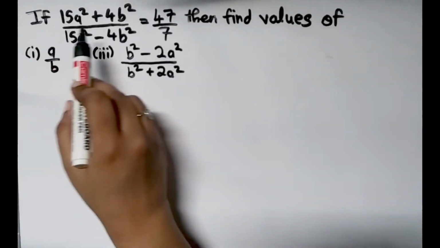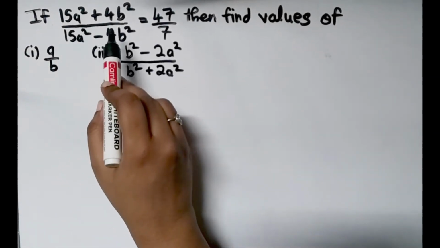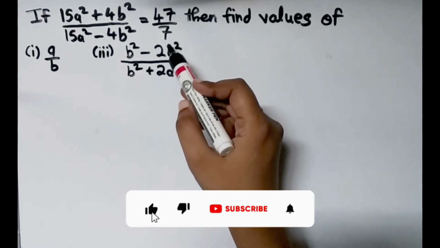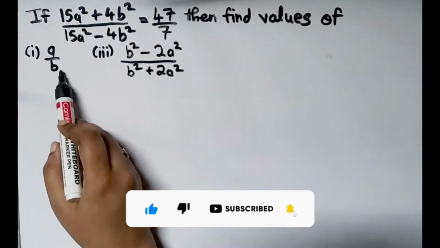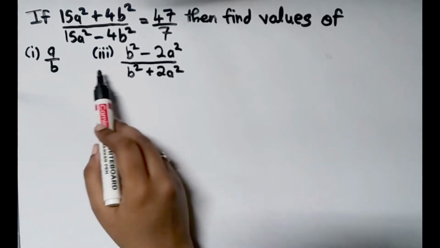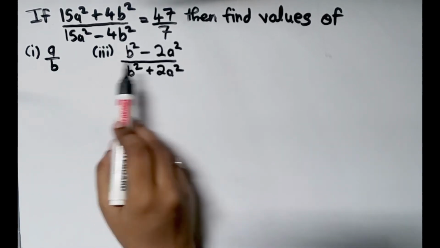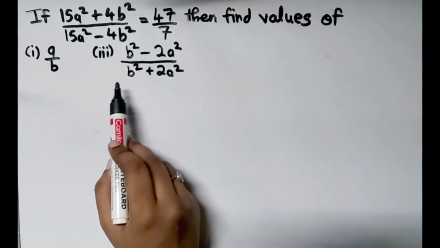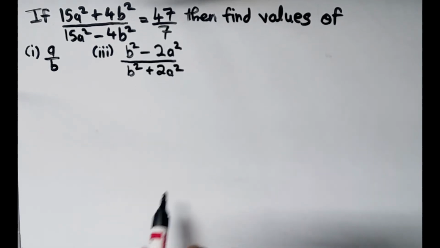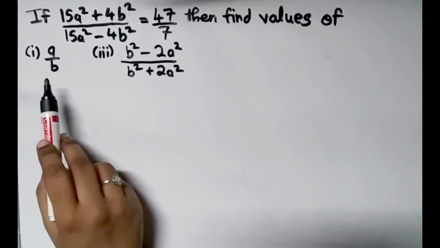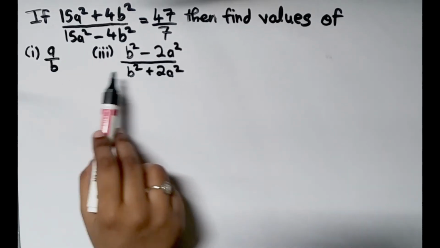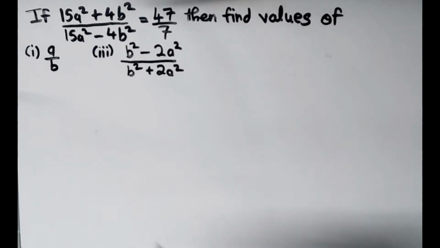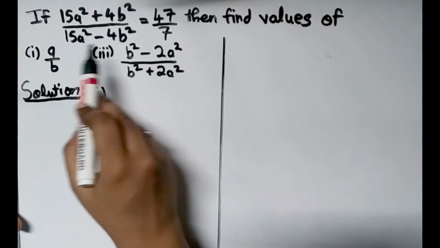Okay. If 15a square plus 4b square upon 15a square minus 4b square is equal to 47 upon 7, then find the value of, first one is a upon b, and next we will do the third sum, that is a square minus 2b square upon a square plus 2b square. These both we will solve. The remaining examples in this question, you can use the similar methods and solve on your own. Okay. Solution, the first one we will solve.